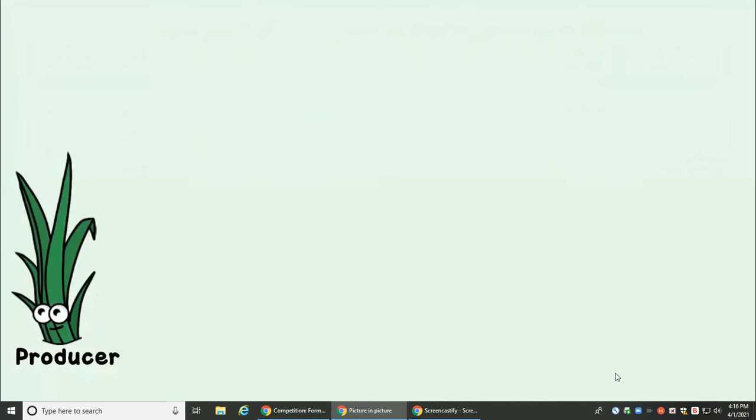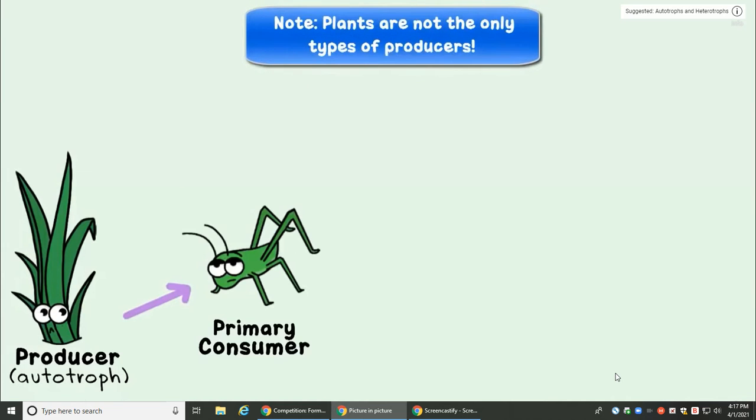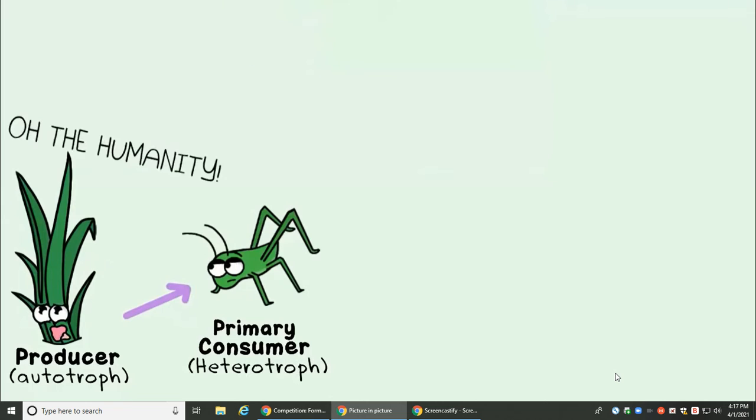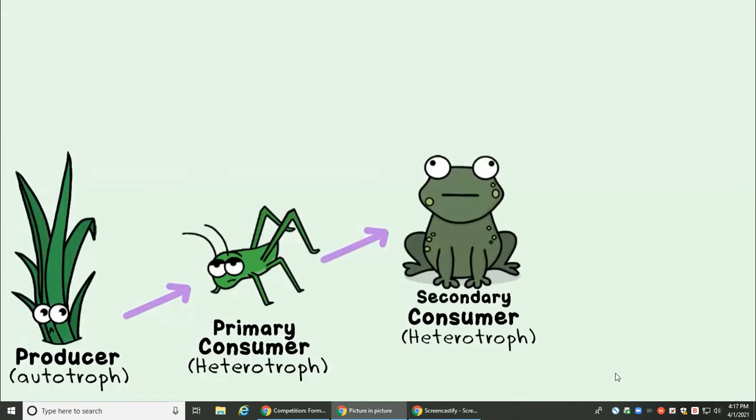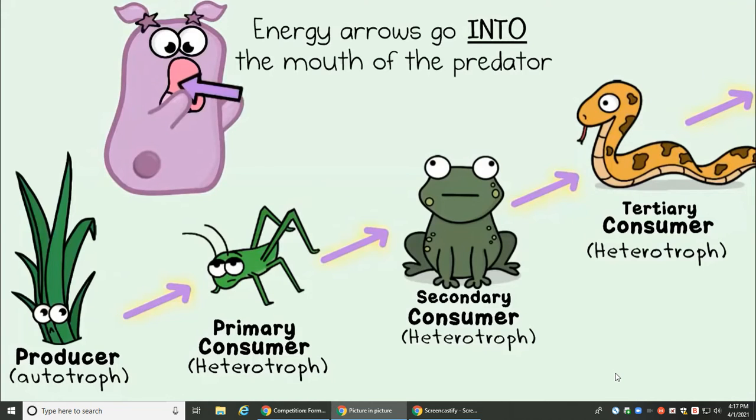A food chain starts with a producer. A producer is an organism that is an autotroph, which means that it makes its own food. A plant, for example. The plant is eaten by a primary consumer, this grasshopper here. Consumers are heterotrophs, which means that they need to feed on other organisms. The primary consumer is eaten by a secondary consumer, this frog. The secondary consumer is eaten by a tertiary consumer, this snake. And the food chain can keep going. Notice how the arrows are supposed to point in the direction of the one doing the eating, which makes sense because that's the direction of the energy flow.